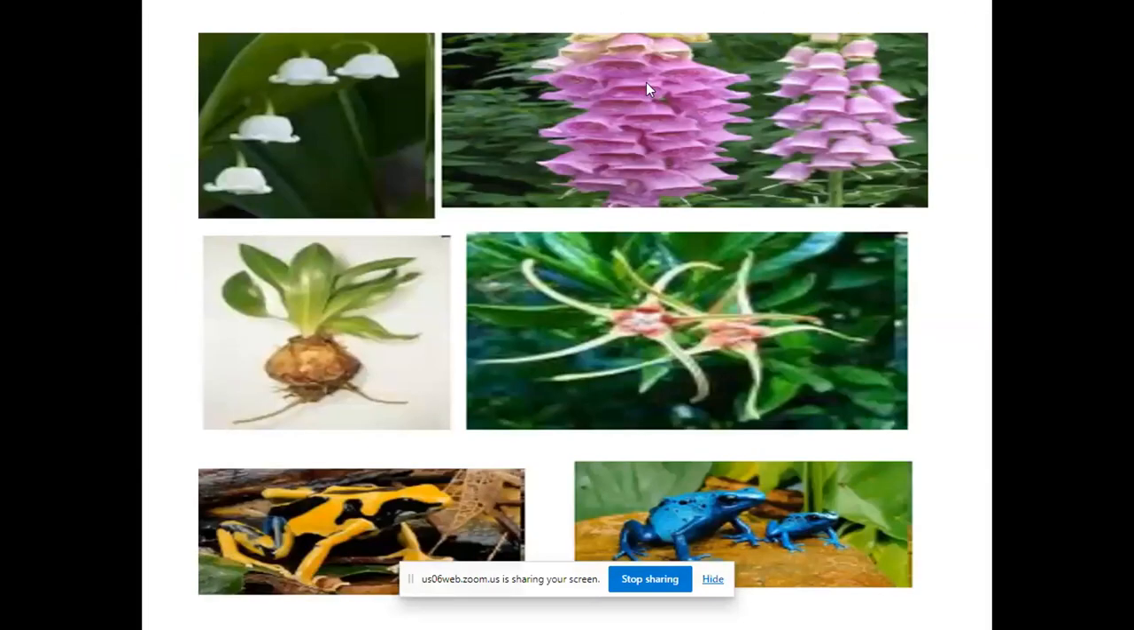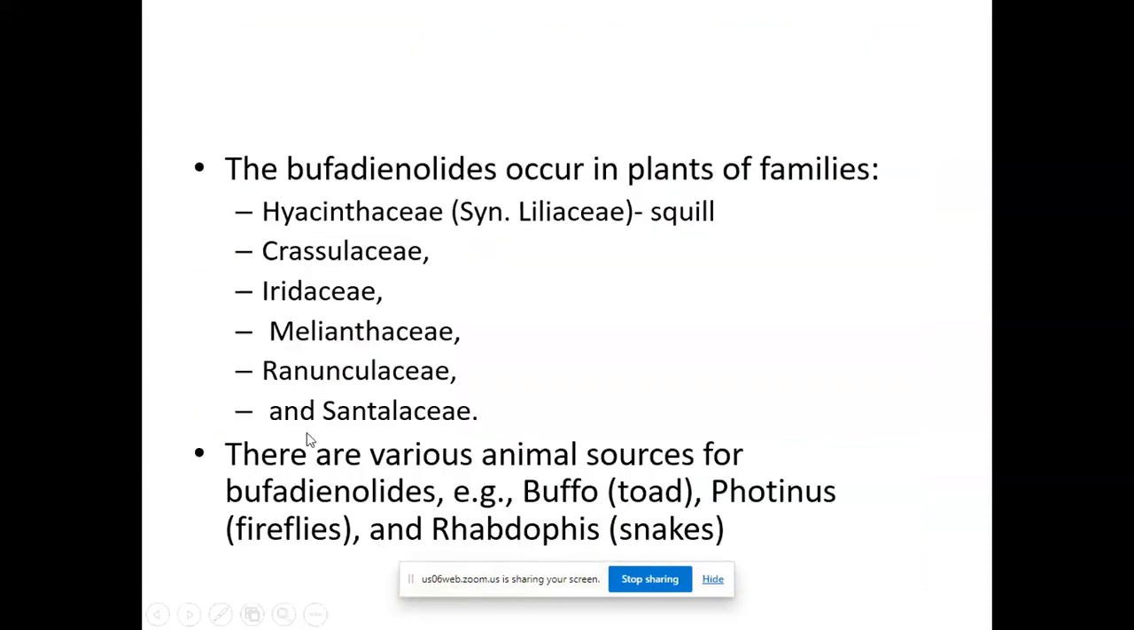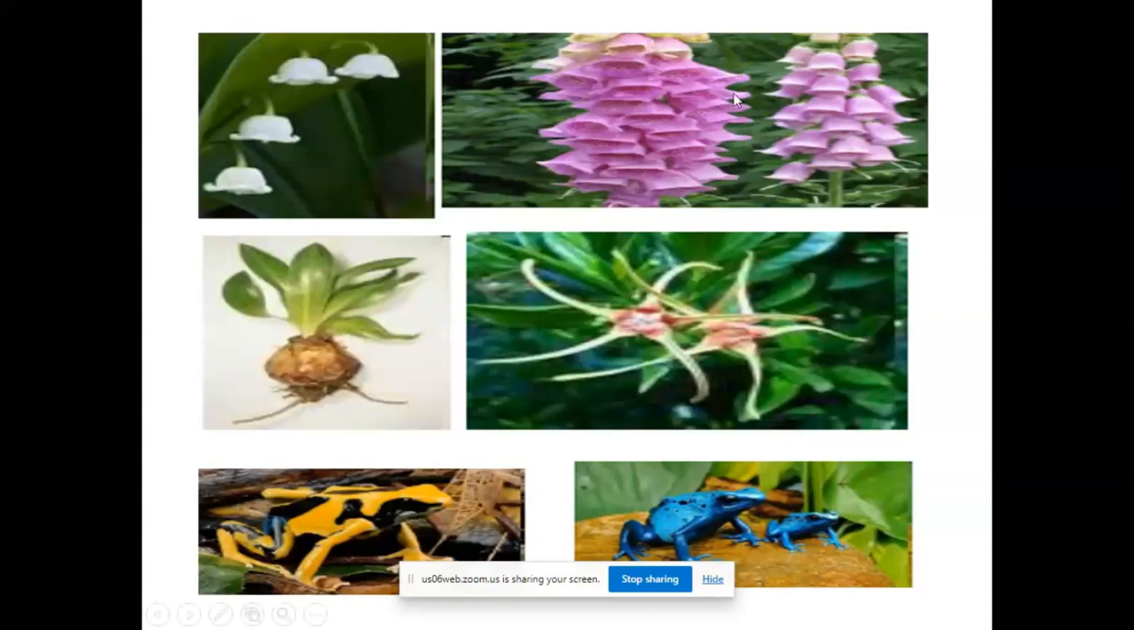So these are plants that are associated with the cardiac glycosides. We also have toads. We can see these examples of animal sources. You have the toads, snakes, and fireflies. Don't be surprised to see toads here. So this purple one is the Digitalis purpurea.